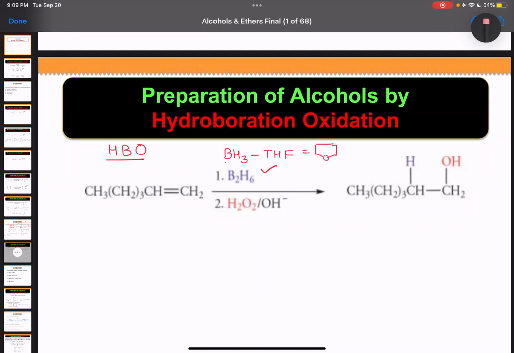This is how it is written commercially. You will find in NCERT they have given only B2H6, but in all the competitive examinations you will find BH3·THF and H2O2, OH minus, right? What is the other thing, sir? BH3·THF. Yeah, THF is the solvent.